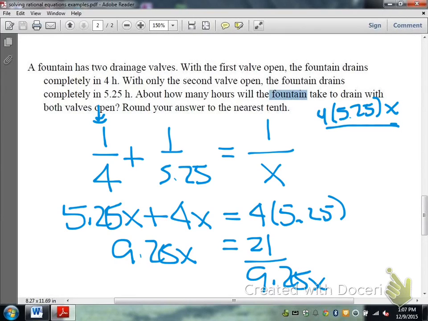From here, with your calculators, 2.27. It's 2.3. 2.27 rounds to 2.3. It does say it's 2.3 hours in the first chapter. I did my math wrong.